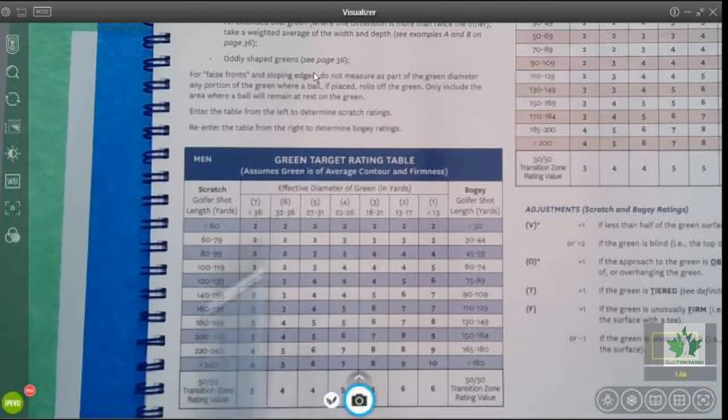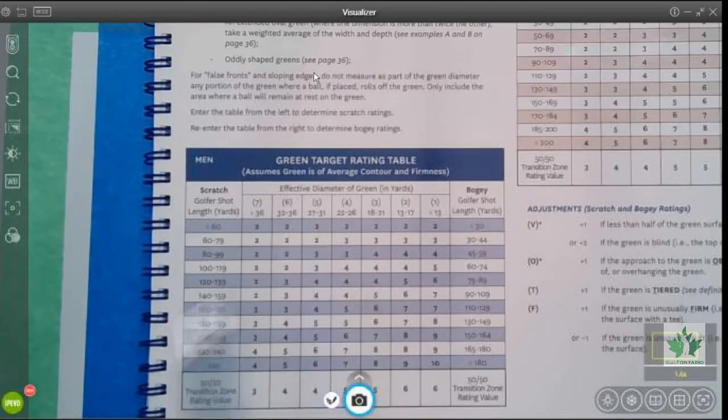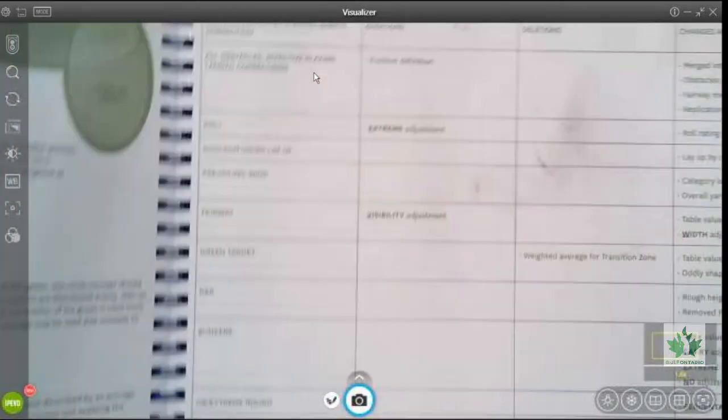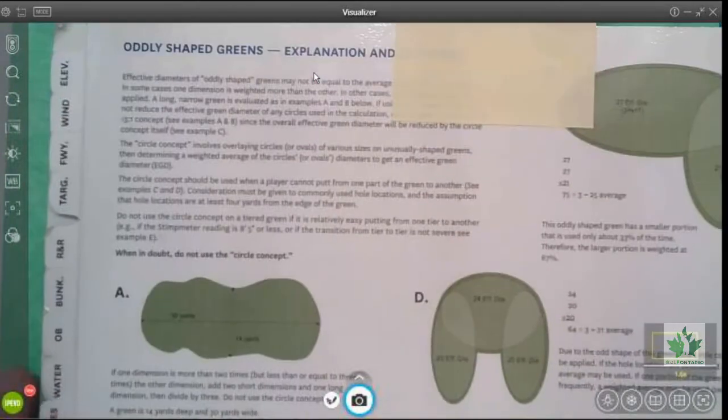This is crucial to this, and it's something that you have to do at every hole, figure out the size of the target. If the green is a circle, that's not a problem. It's just the diameter of the circle. But if it's other than a circle, you can get into some calculating that you have to do.